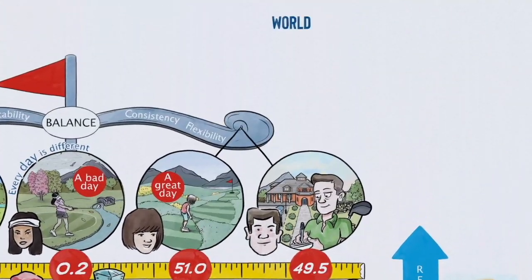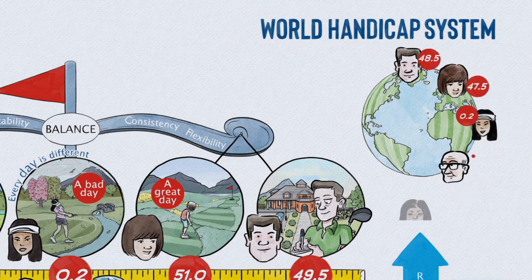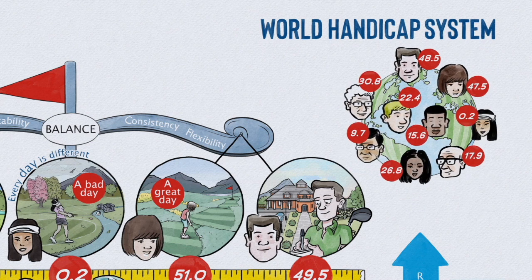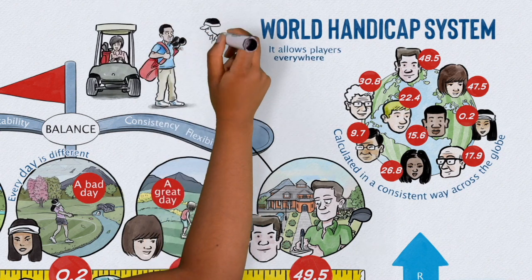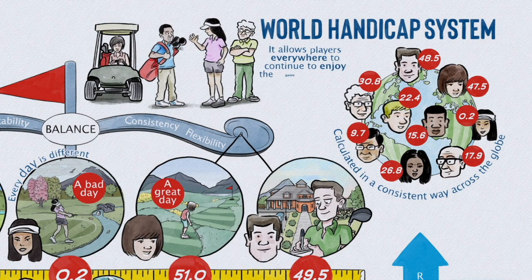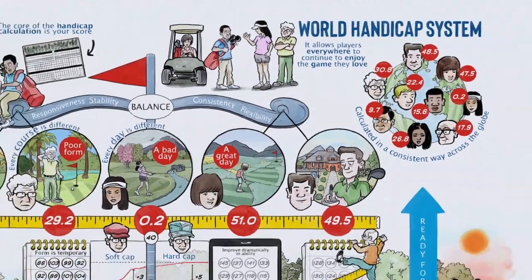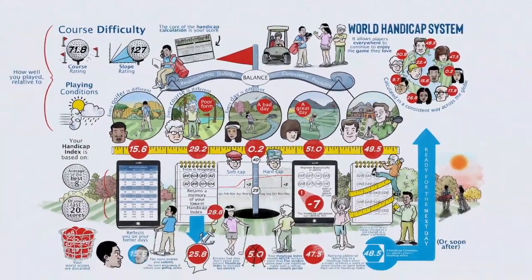The World Handicap System delivers a handicap index to all players that is calculated in a consistent way across the globe. It allows players everywhere to continue to enjoy the game they love, wherever they play and whoever they're playing with or against.